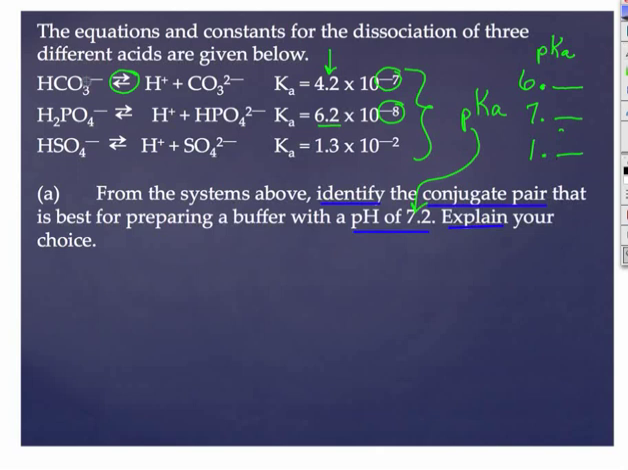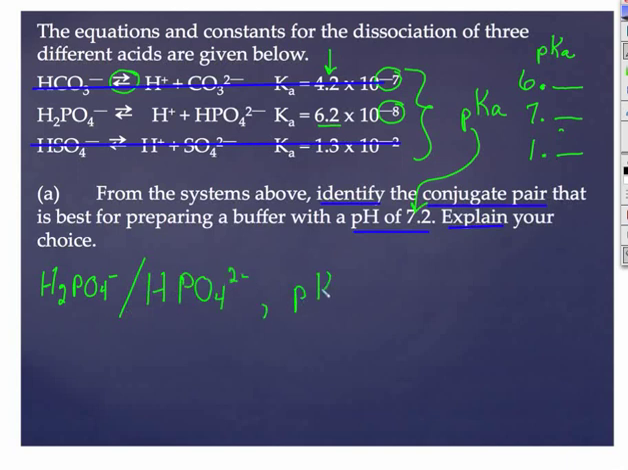And so I'm going to eliminate this one and this one because my best choice is this center one because the pKa is closest to the pH at which I want to buffer. So that's your answer. Your identify is this. That's probably worth a point right there. And its conjugate partner is HPO4 2-.